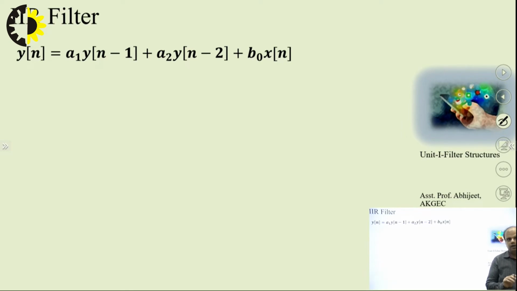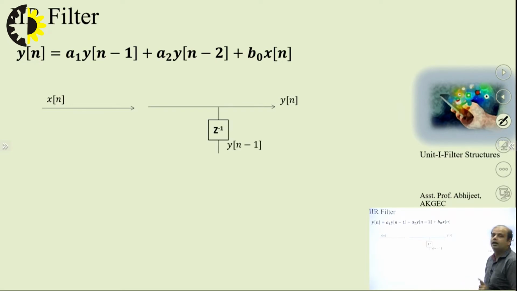Suppose we have a difference equation: y of n is equal to a1 y of n minus 1 plus a2 y of n minus 2 plus b naught x of n. Now, we will draw this structure. To the left is the input, to the right will be the output. We will take the input and try to locate the output. Here the output depends on the n minus 1 and n minus 2 instants of itself. So, we want y of n minus 1.